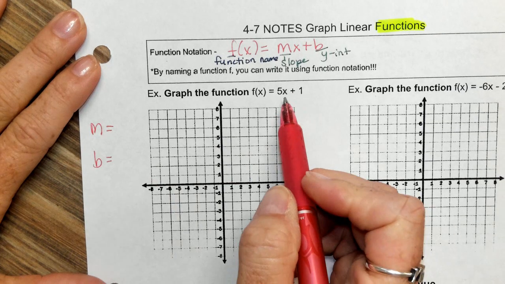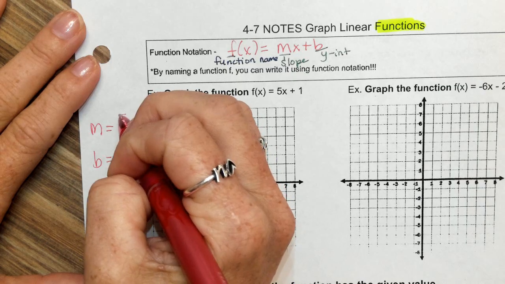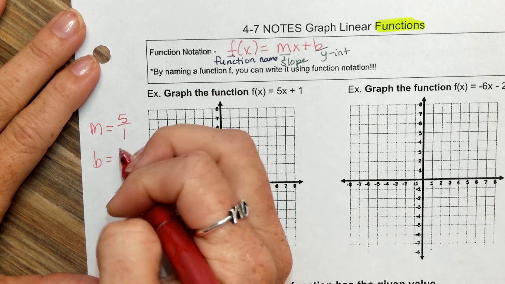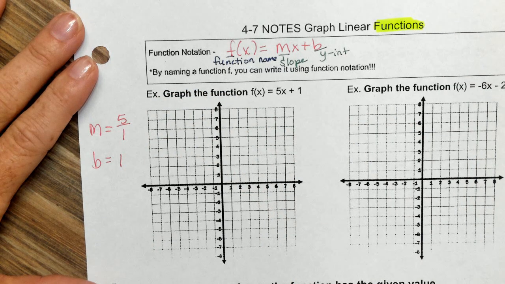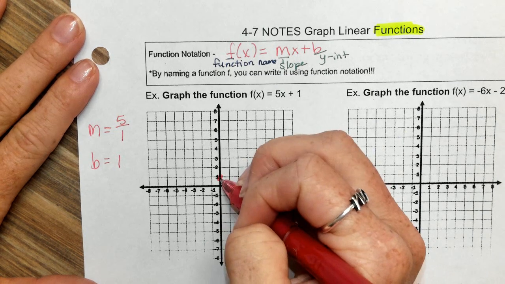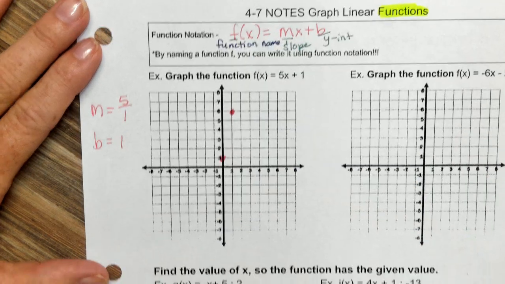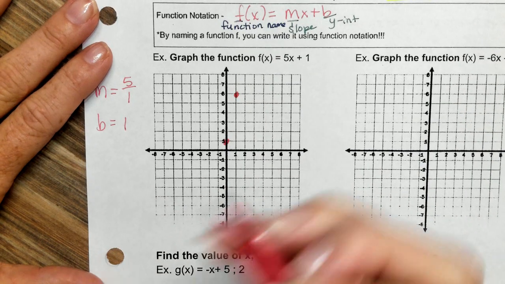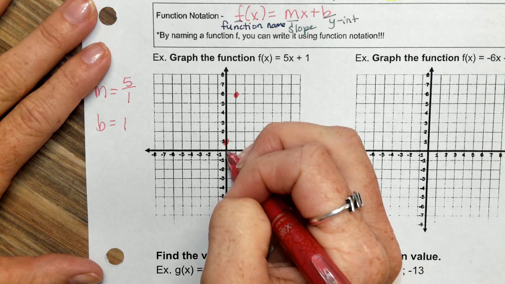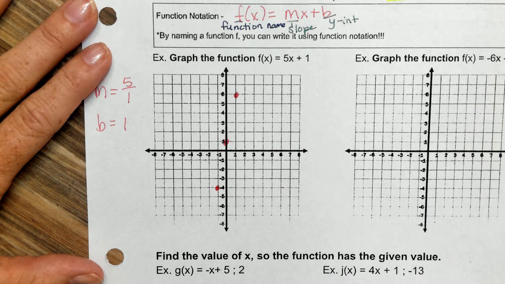All right, so what is the slope of this one? 5 over 1. What is the y-intercept? So go to the y-axis, put a dot on 1, go up 5, right 1. How else could I get to another dot? Down 5, left 1. Okay, use your straight edge.